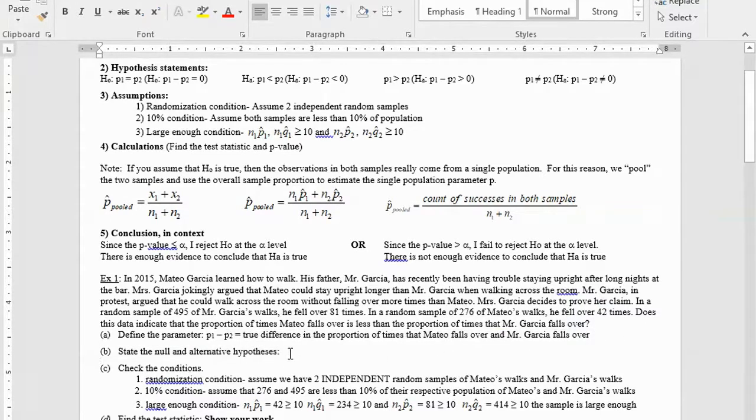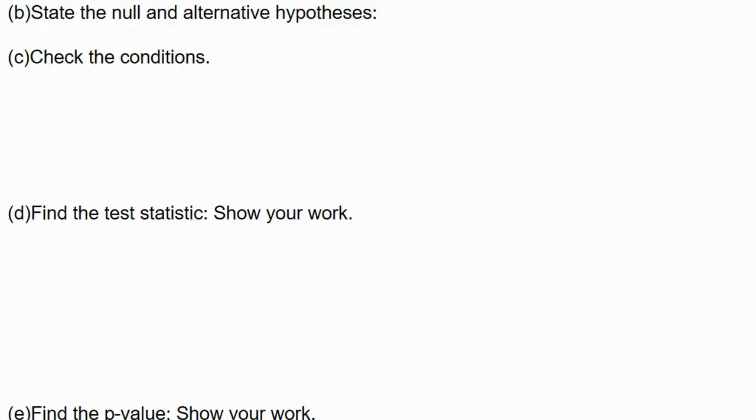Okay, now you do the hypothesis by yourself. Write what is the null hypothesis and what is the alternative. And remember, you're trying to figure out if Mateo falls over less often than Mr. Garcia. So go ahead and write your hypotheses.